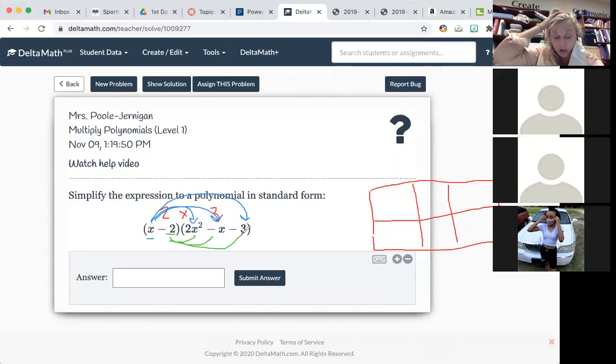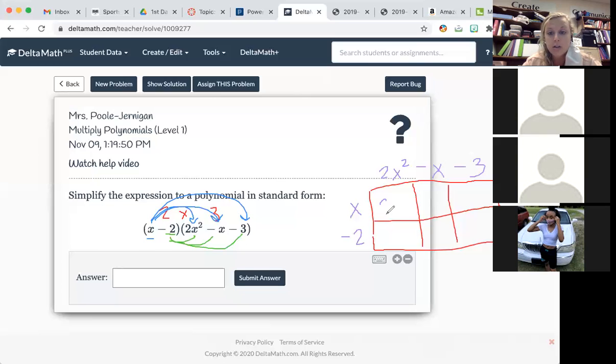You just have to show me work tomorrow, okay? So if you like distributing, you go ahead. I'm not good at doing multiple things at a time. I'm not a great multitasker. So I'm going to do the X minus 2 times 2x squared minus X minus 3. And then I'm going to use the box method and multiply in the overlapping boxes, okay?